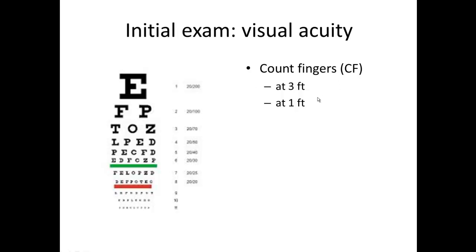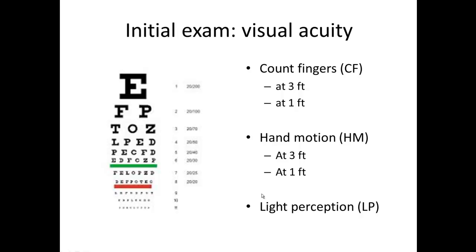So just hold up 1, 2, or 3 fingers in front of them at 3 feet, maybe at 1 foot, and you can say, for example, this patient is count fingers at 1 foot, meaning everything else is blurry to them. If they can't even count fingers, you can ask, are they hand motion? Can they see a hand waving in front of their face? Again, you want to say hand motion at 3 feet, at 1 foot, at 10 feet, what have you.